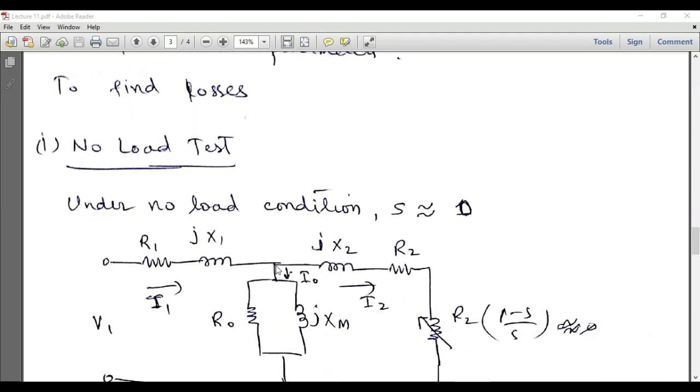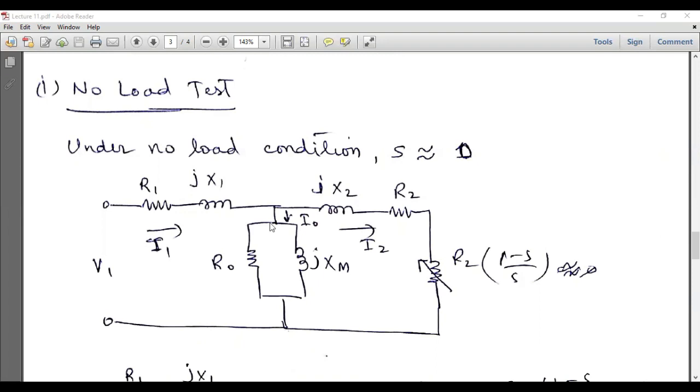So the first test is called the no load test, and in this test there is no mechanical load connected at the shaft of the induction motor. And we know that whenever there is no load, or the motor is running freely, then the rotor speed will be maximum. And when the rotor speed is maximum, the slip will be minimum. Or we can say that the rotor is almost running at the speed of the rotating magnetic field, or Nr is approximately equal to Ns.